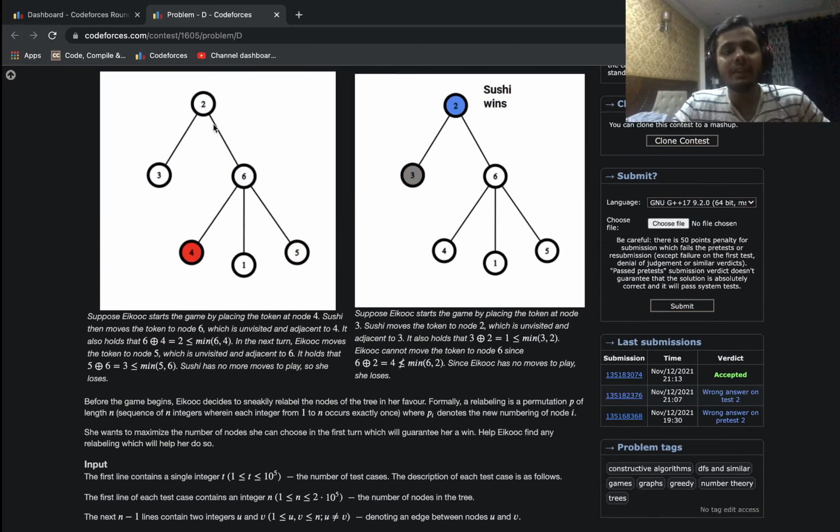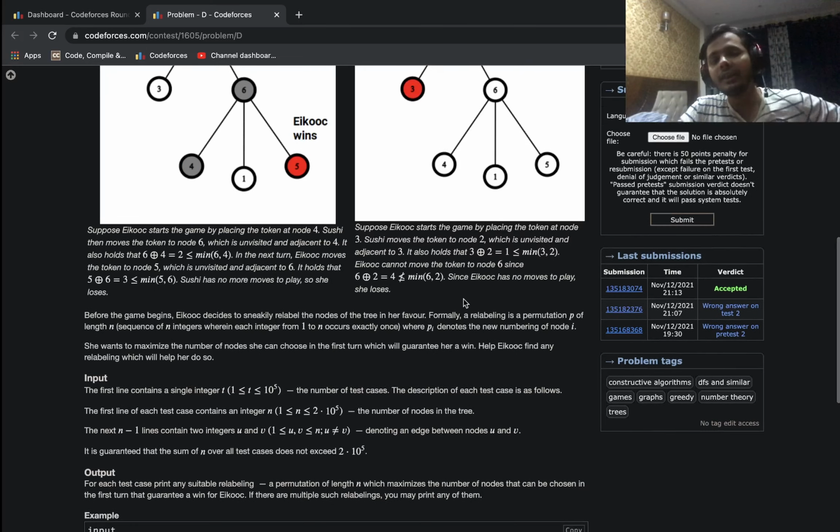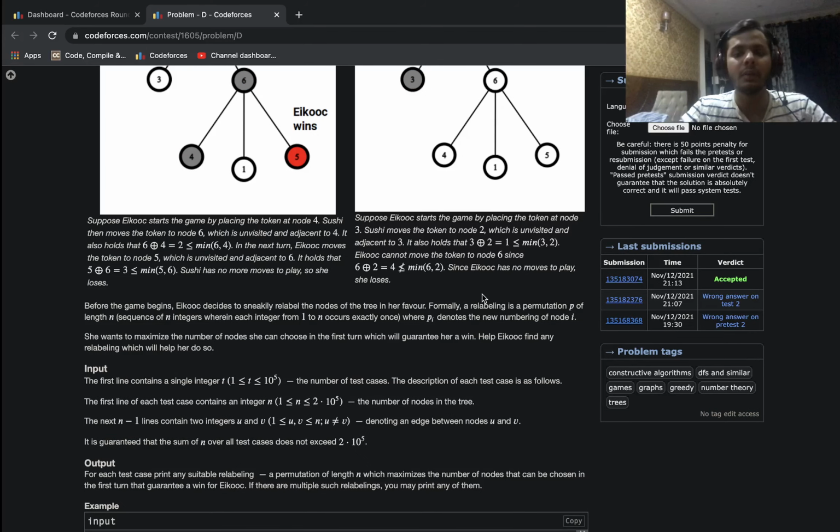So if we have a tree structure like this, we can just replace any number with any other number, making sure that we are taking into account all the numbers. Basically, we have to replace all the numbers from 1 to n by a permutation. A permutation is a sequence from 1 to n where all the numbers occur exactly once. So you get what I'm trying to say. You can reorder all the elements of the tree, and that is something you can do.